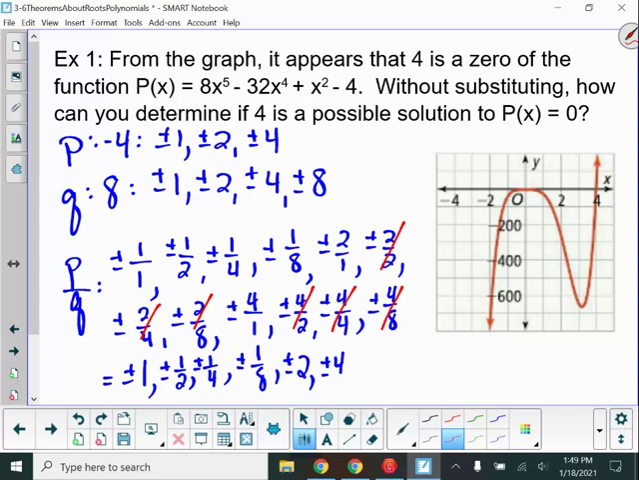So if we look at our possible solutions down here at the bottom, you can see that 4 is a possible P over Q value. So because 4 is a possible P over Q, then 4 would be a possible answer for this solution.